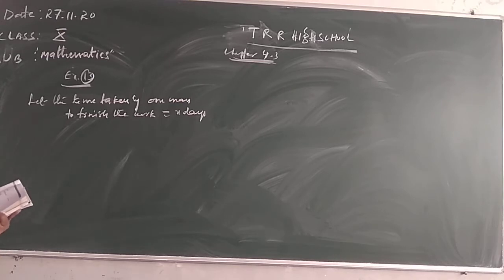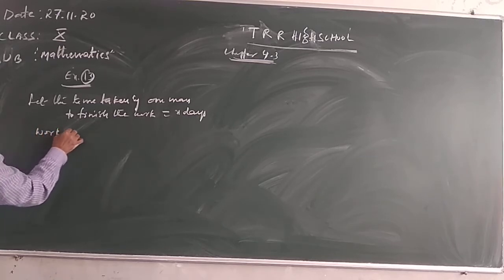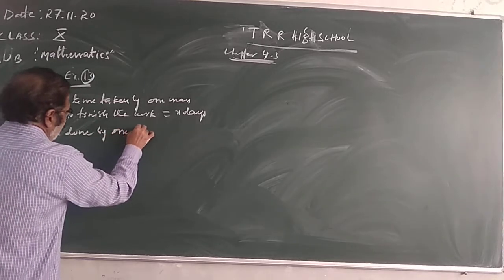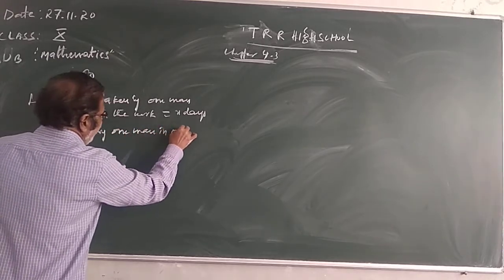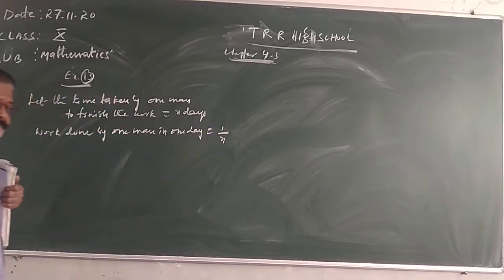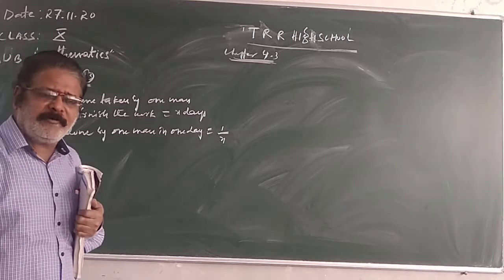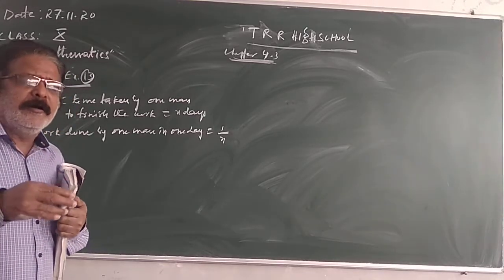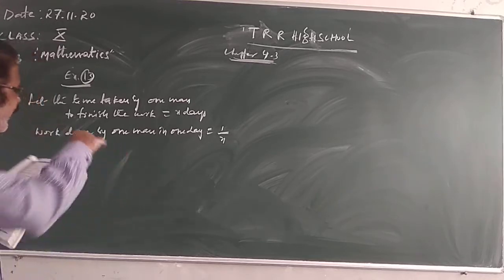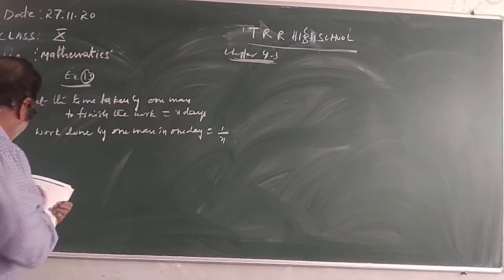So how much quantity of work is done in 1 day? 1 by x. Work done by one man in 1 day is 1 by x. If the man completes the work in 3 days, in 1 day he does 1 by 3. If he completes the work in 4 days, in 1 day he does 1 by 4. If he takes 5 days, in 1 day he does 1 by 5. The work done by one man in 1 day equals 1 by x.